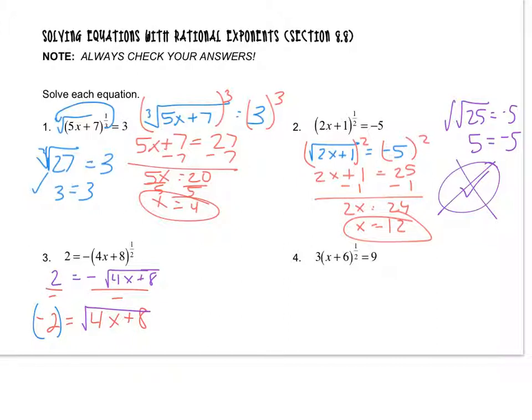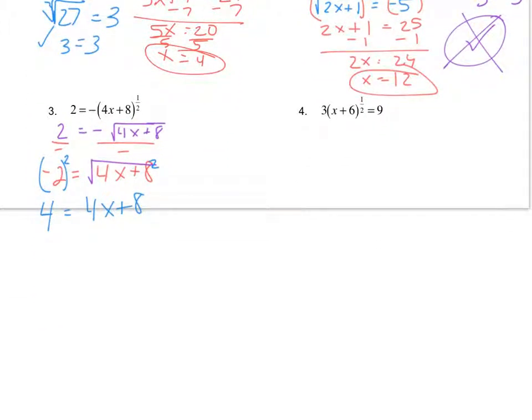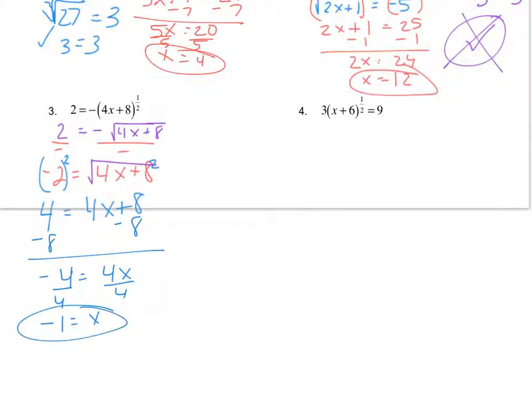Now I'm going to square both sides here to get rid of the square root. And I have 4 equals 4x plus 8. Try to move this up a little bit here. When I subtract 8 on both sides, I get negative 4 equals 4x. Divide by 4, and negative 1 equals x. So that's what I'm thinking my answer is, hopefully.